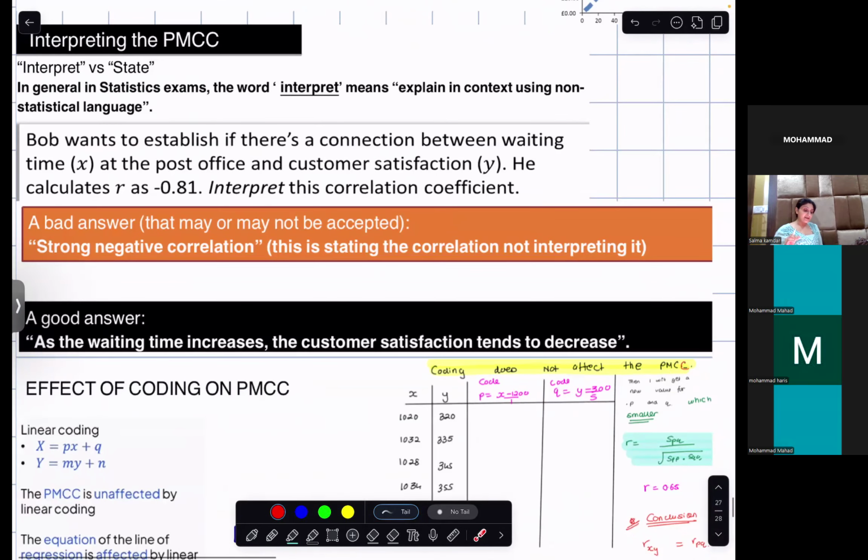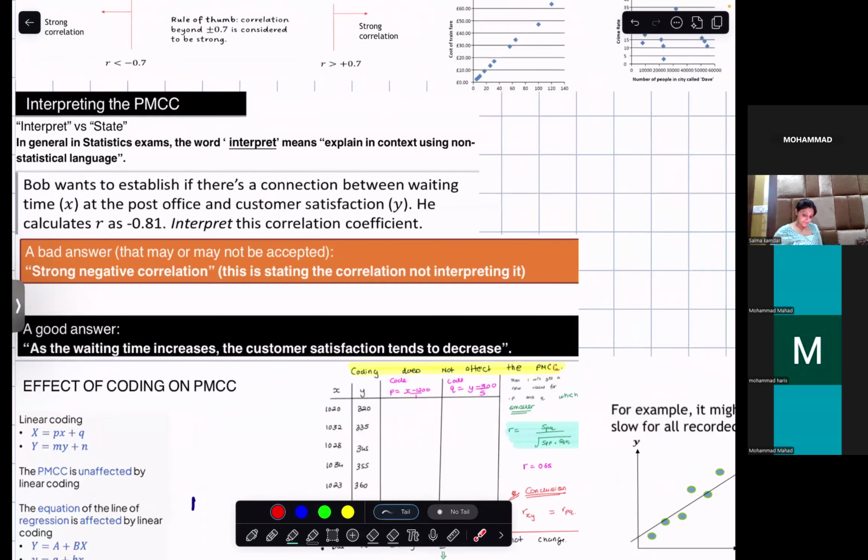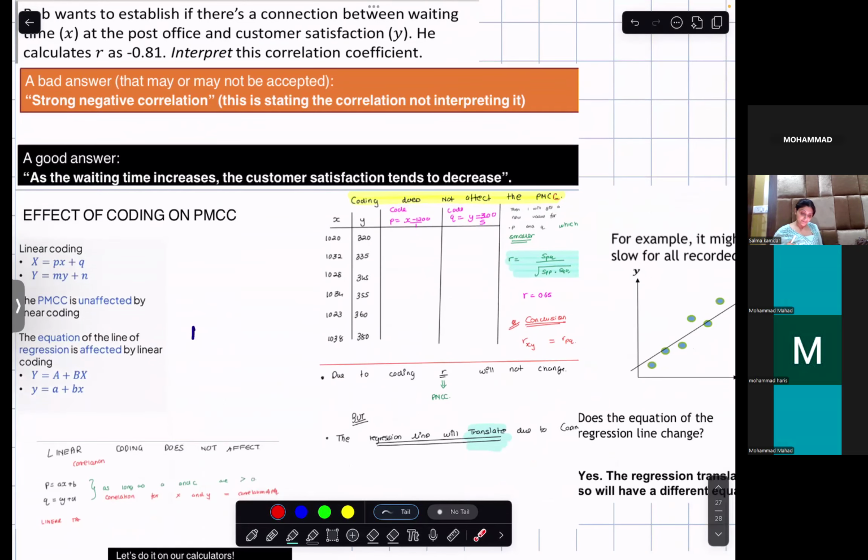Another thing, when they ask you to state the relationship, you can state it as strong positive or strong negative, or weak positive or weak negative, or perfect positive or perfect negative. But that will not be an accepted answer when the question tells you to interpret. When they ask you to interpret, you will say that when x increases, y increases or decreases. This is the way you interpret it. Are you with me?